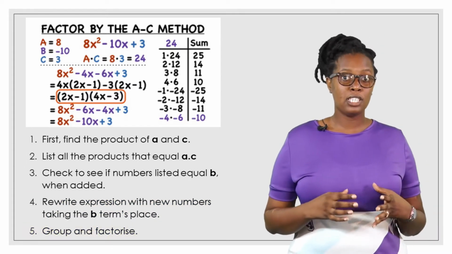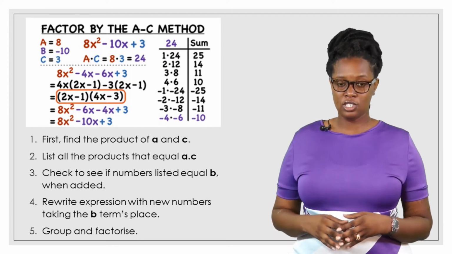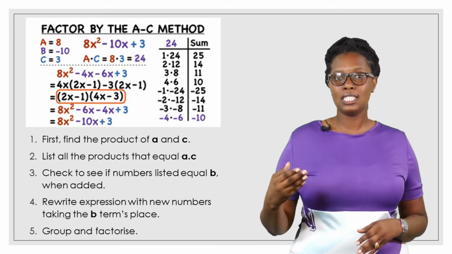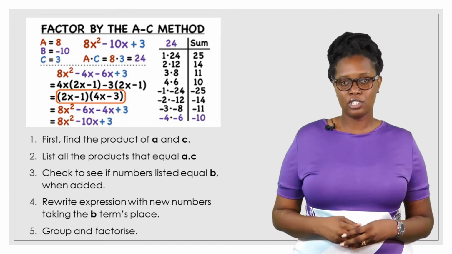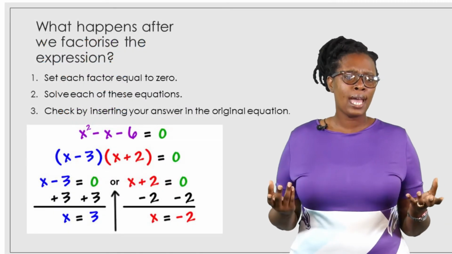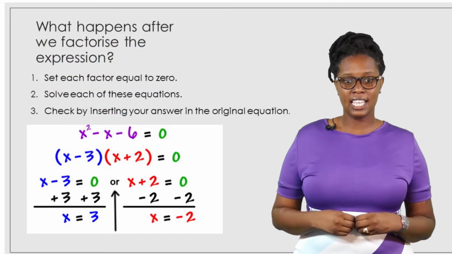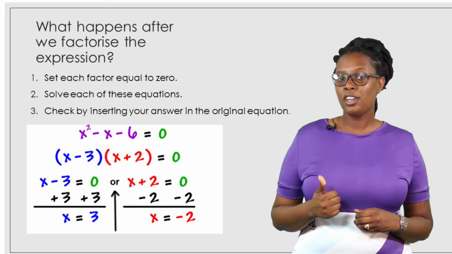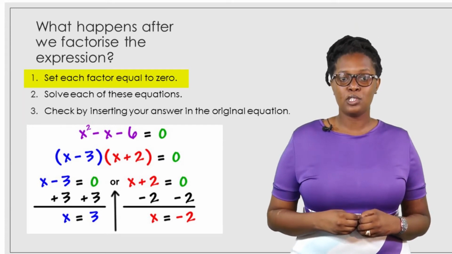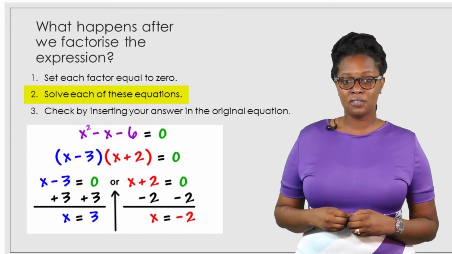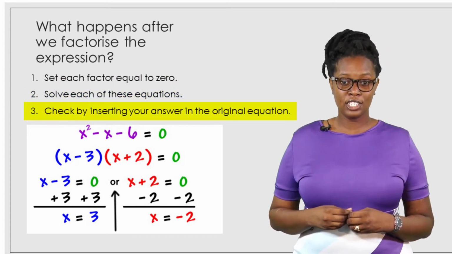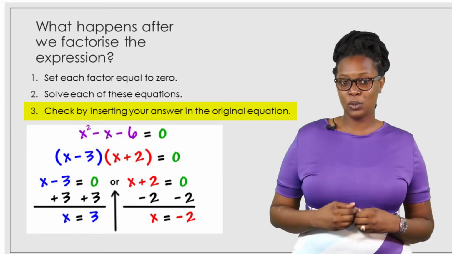So now that we're going to be solving quadratic equations, we're going to be following these 5 steps, but we have to go one step further. So what happens after we factorize the expression? Number 1, we set each factor equal to 0. Number 2, we solve each of these equations. And number 3, we check by inserting your answer into the original equation.